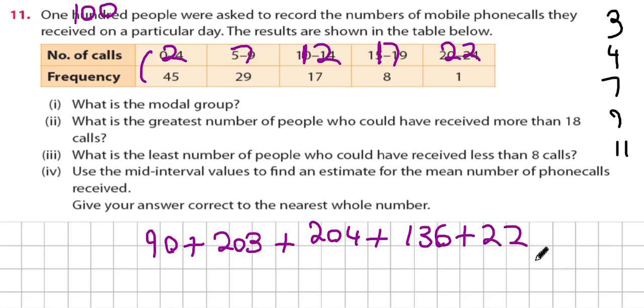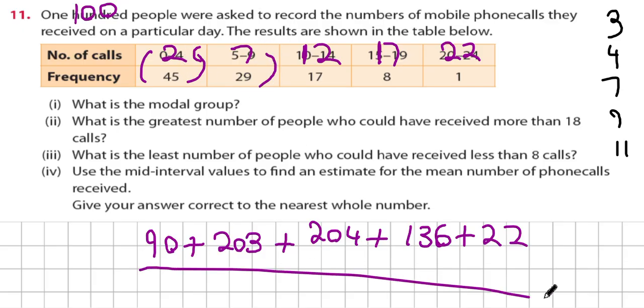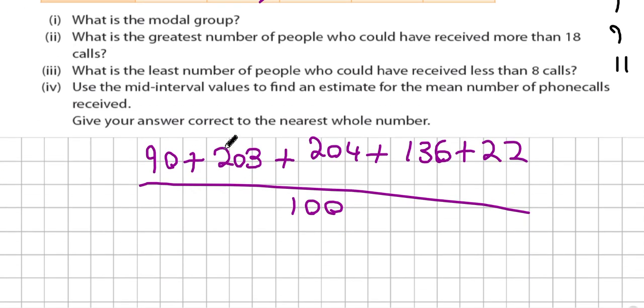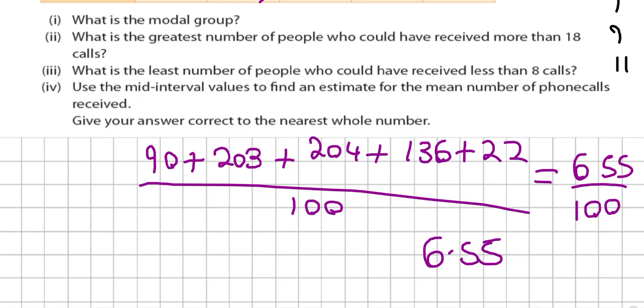What this does is tell you the total number of calls. Do you agree? The reason we multiply them is, if 45 people got 2 calls, that is 90 calls in total. If 29 people got 7 calls, that's 203 calls in total. And then you add them all up and divide by 100. So go on, let's do that. Can you tell me the answer when you add them all together? Who got 655? Divided by 100? 6.55 calls. To the nearest whole number? 7 calls.